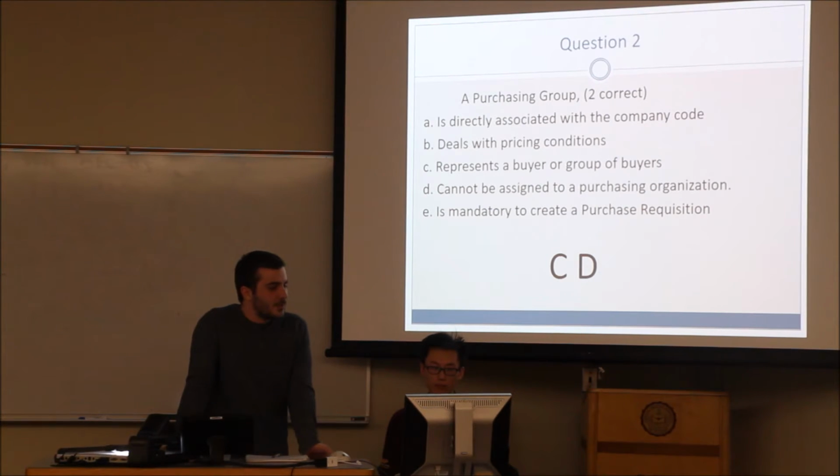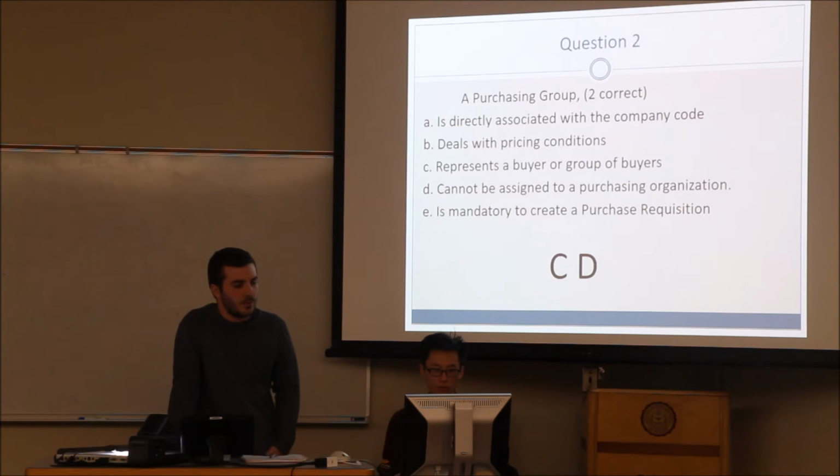The purchasing group does not deal with pricing conditions as the purchasing organization does. The purchasing group is not directly associated with the company code because the purchasing group represents its own entity aside from the hierarchy. It does represent a group of buyers, and it cannot be assigned to the purchasing organization because, like I said, it's its own entity. And it is not mandatory to create a purchasing organization. You do not need a purchasing group to create a purchasing organization.